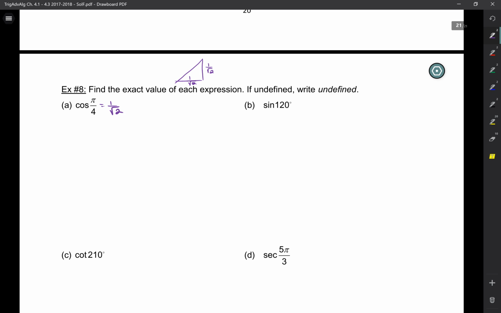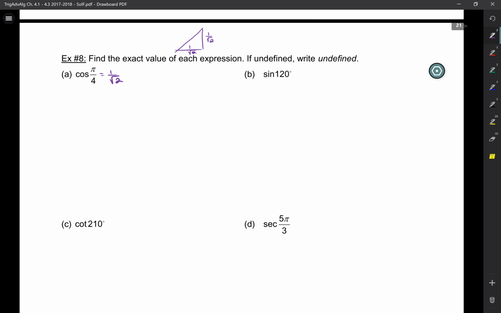All right, let's talk about sine of 120. First, we're going to draw 120 degrees. What quadrant does that land in? 2. Now, if I'm looking for the sine, is that positive or negative in quadrant 2? Positive, because it's all students take calculus. Now, what's the reference angle there? 60.